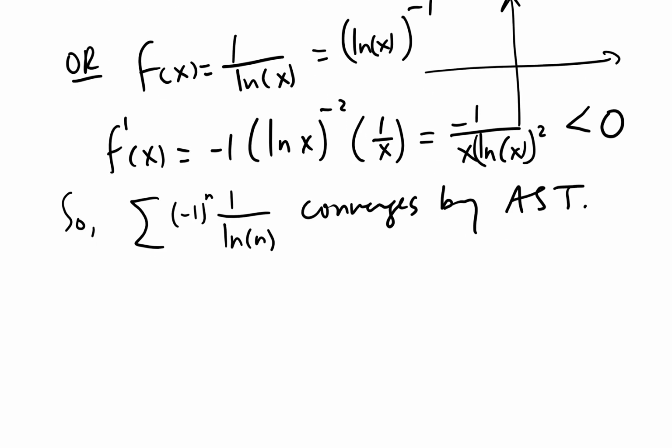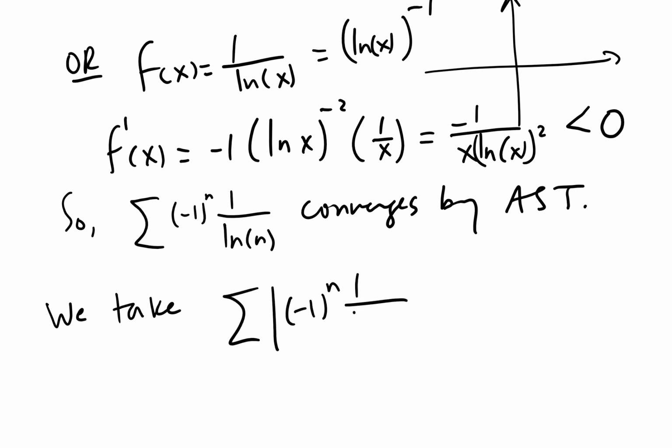So in section 11.6, when we approach this, the procedure was always to start by taking the absolute value. That's how we did it. We take the absolute value of negative 1 to the n, 1 over natural log of n. And this would give us 1 over natural log of n, because the absolute value cancels the negative. Now, how do I check if this series converges or not? I'm not going to use AST here, because there's no alternating anymore.